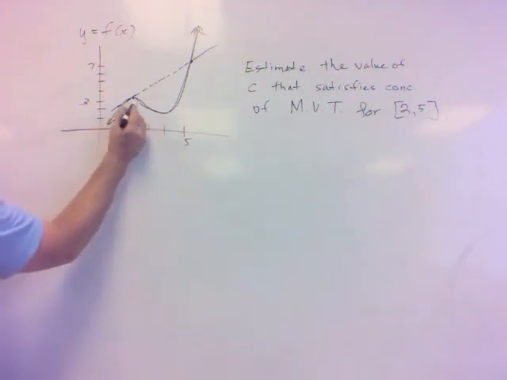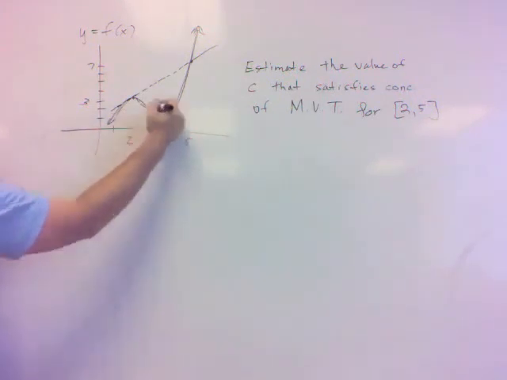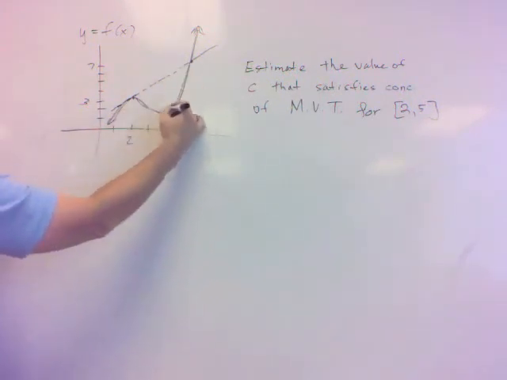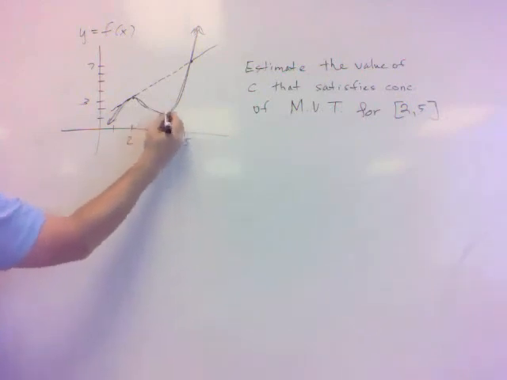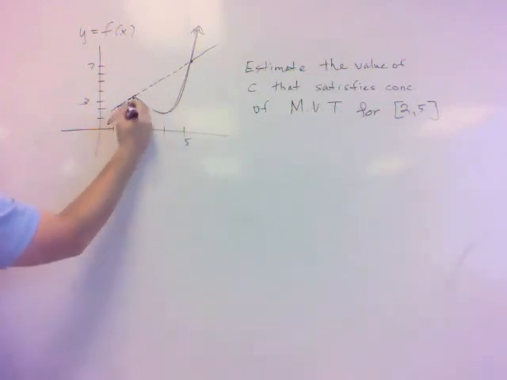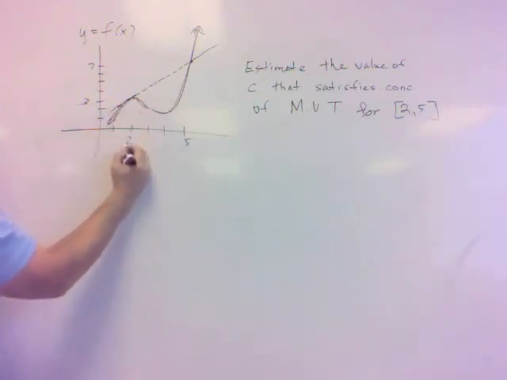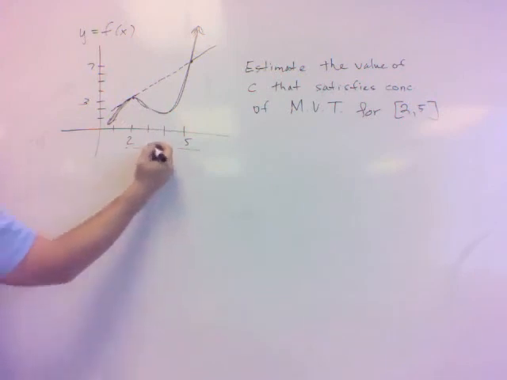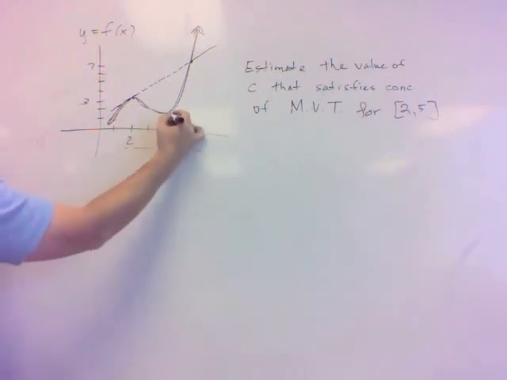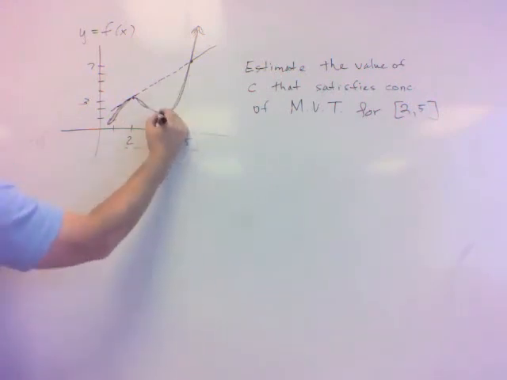Because here, if I do any slopes here, they're all negative, and I need a positive slope. So it's definitely on this side of it. And the other thing is, I can't go back here either because it's got to be in the interval 2 to 5. So it's somewhere between 4 and 5, wherever you want to put it, I guess.